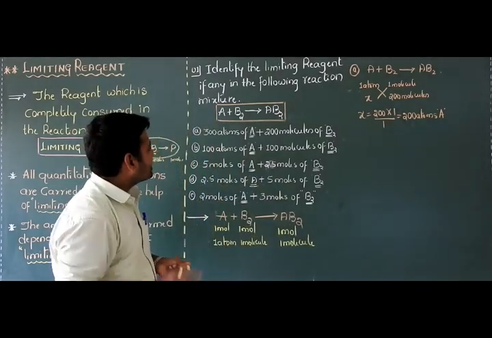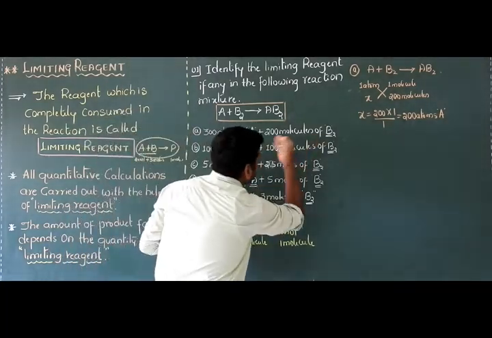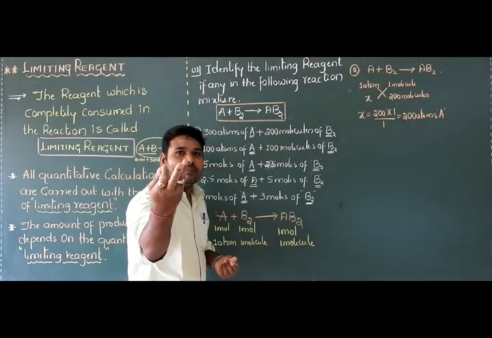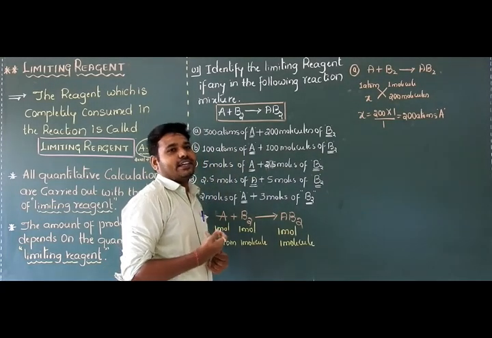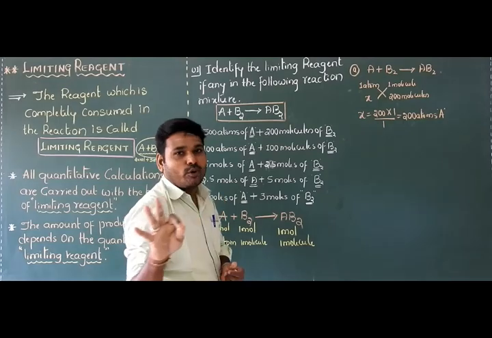If A acts as an excess reagent, then which one is called the limiting reagent, students? B2 acts as the limiting reagent. So this is the first problem.